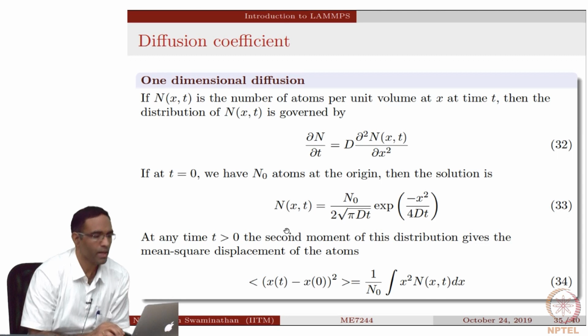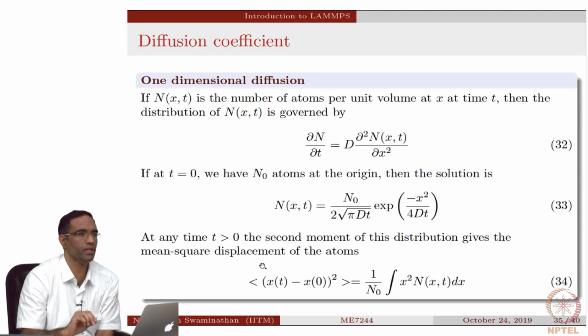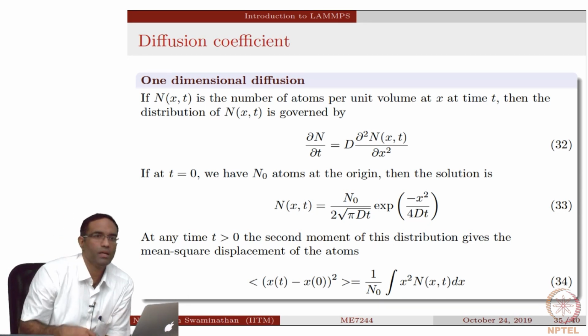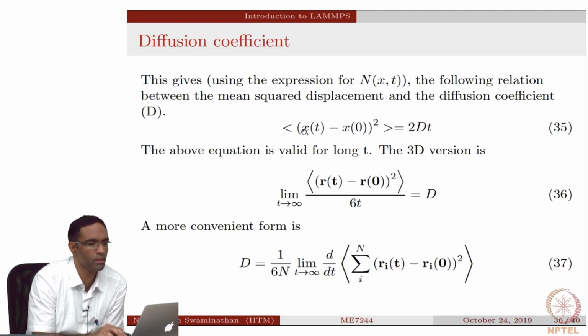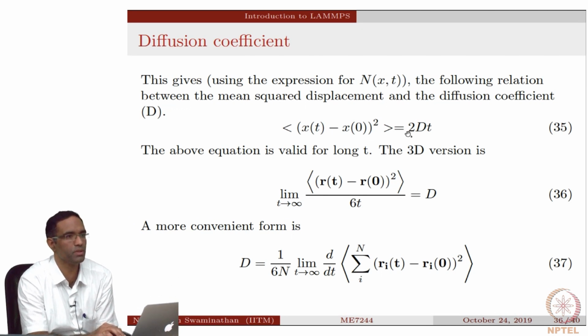At any time t greater than 0, the second moment of this distribution, basically the integral of x square times n of x dx divided by n naught, is nothing but the mean of the square of the distance that the particular atom has traveled from its initial position. This is a one-dimensional expression. If you plug the value of n of x into this expression and solve, you get that the average mean square displacement is equal to 2 times Dt.